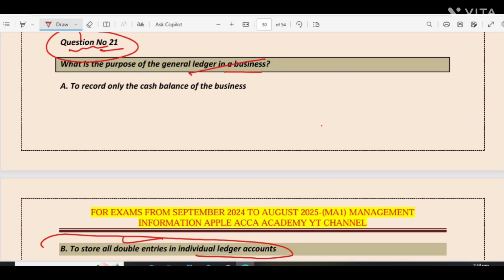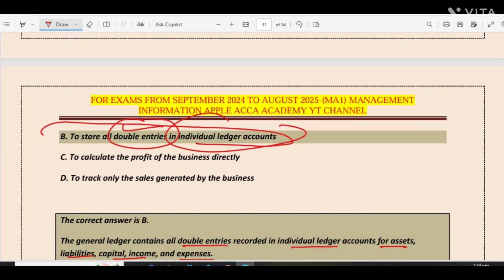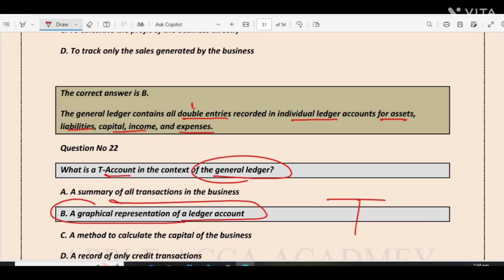It's very simple why we are using the general ledger, and the purpose is to store all double entries in individual ledger accounts. So option B is the correct one because the general ledger contains all double entries that have been recorded in individual ledger accounts for the asset, liability, capital, income, or expenses.